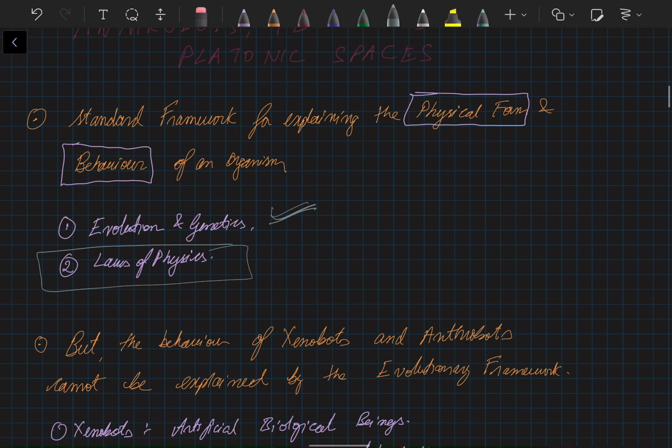So together, this combination of evolutionary history and physical laws forms the standard framework that biologists use to explain why living things look and behave the way that they do.